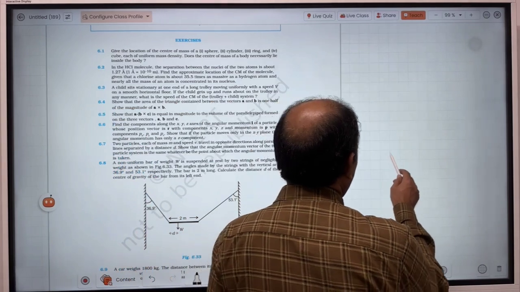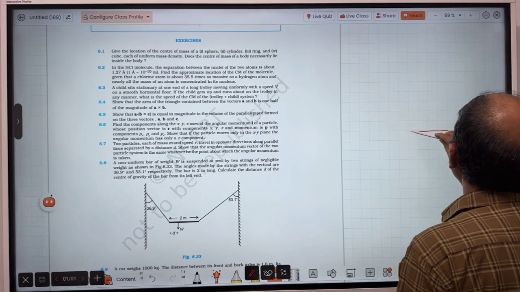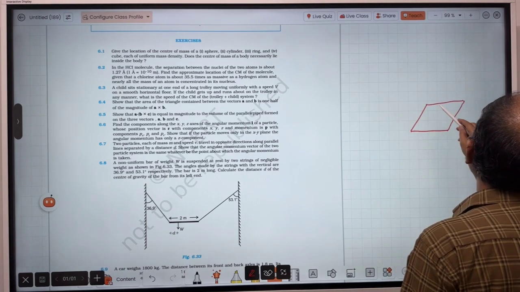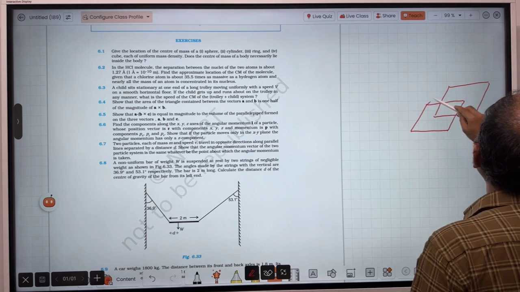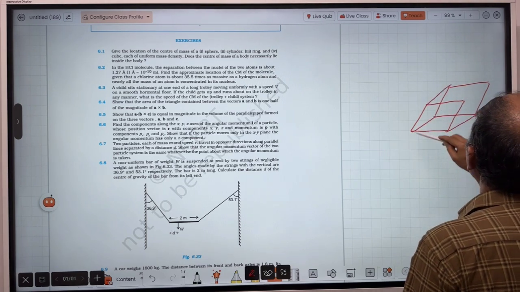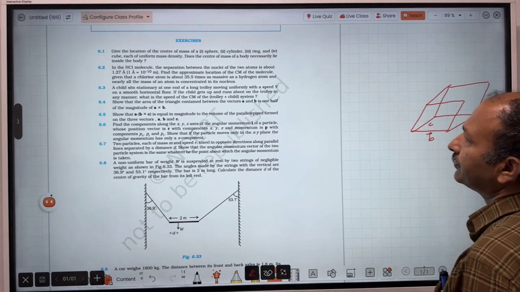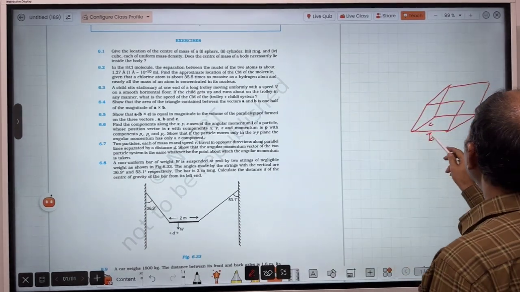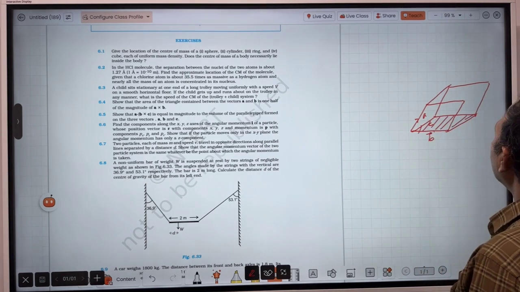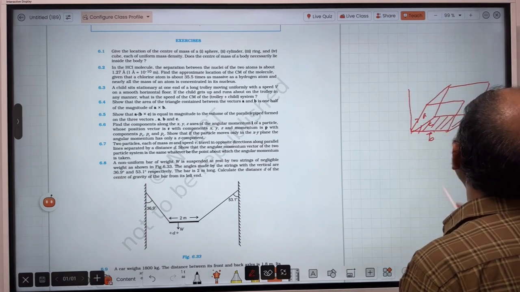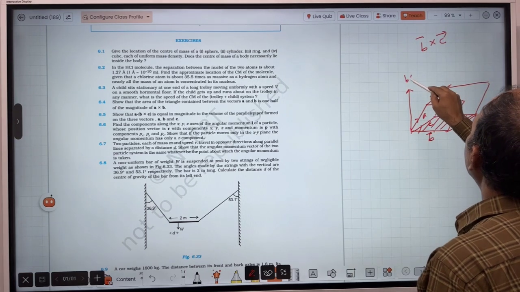So here you can make a parallelepiped. Suppose this is vector B, this is vector C. A dot B cross C is to be formed, and this is say vector A. So B cross C will be this portion, and we can find the direction of B cross C. If you remember, B cross C will be a vector perpendicular to both B and C. So this is the direction of B cross C.